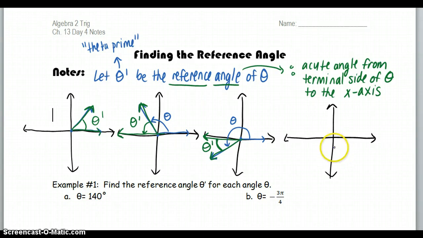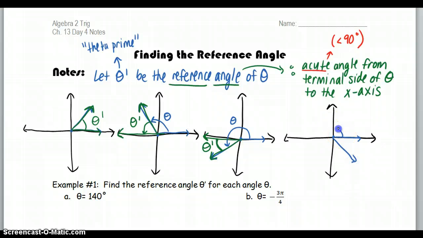Remember that our reference angle should be an acute angle. So acute angle, just to remind you, means it should be less than 90 degrees. So you know that something went wrong if your reference angle is bigger than 90 degrees, because our reference angle should always be acute.